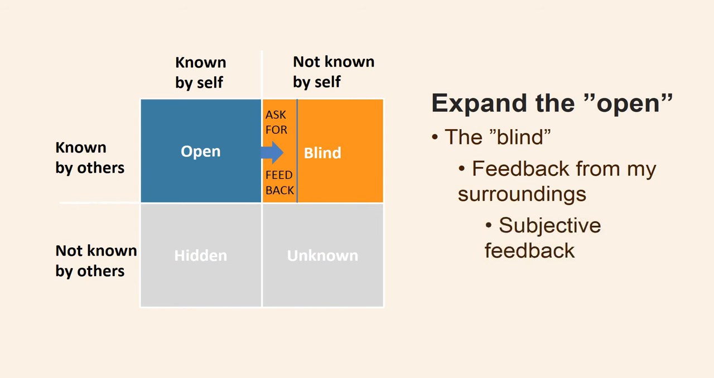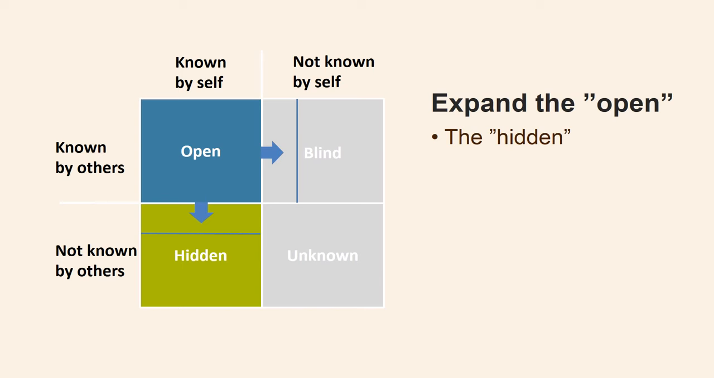However, please be aware that what other people think of you is subjective, so it is not certain that what they are saying is actually what is happening. You can also expand the open quadrant by telling something about yourself that is not known by others. You can go down and tell something that is in the hidden quadrant. However, please be aware that not everyone might be able to accept your hidden secrets.